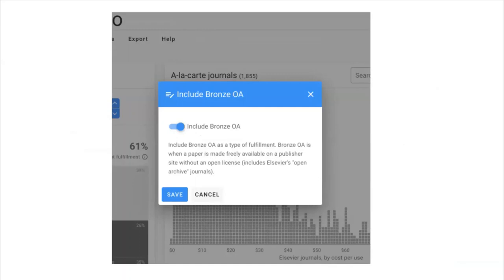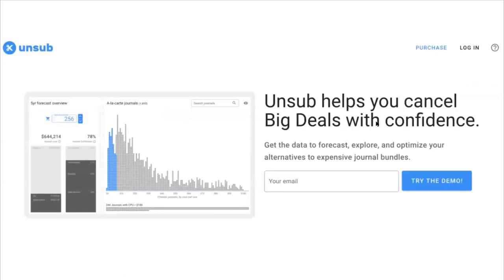Bronze OA is a type of OA that's more transient than gold or hybrid. So it's on the publisher page, but it doesn't have an open license. It's actually all the stuff that's up with COVID. So do you want to include that kind of open access that publishers can take down, or do you want to exclude it? So you can look at different scenarios and modeling with that parameter set true or false.